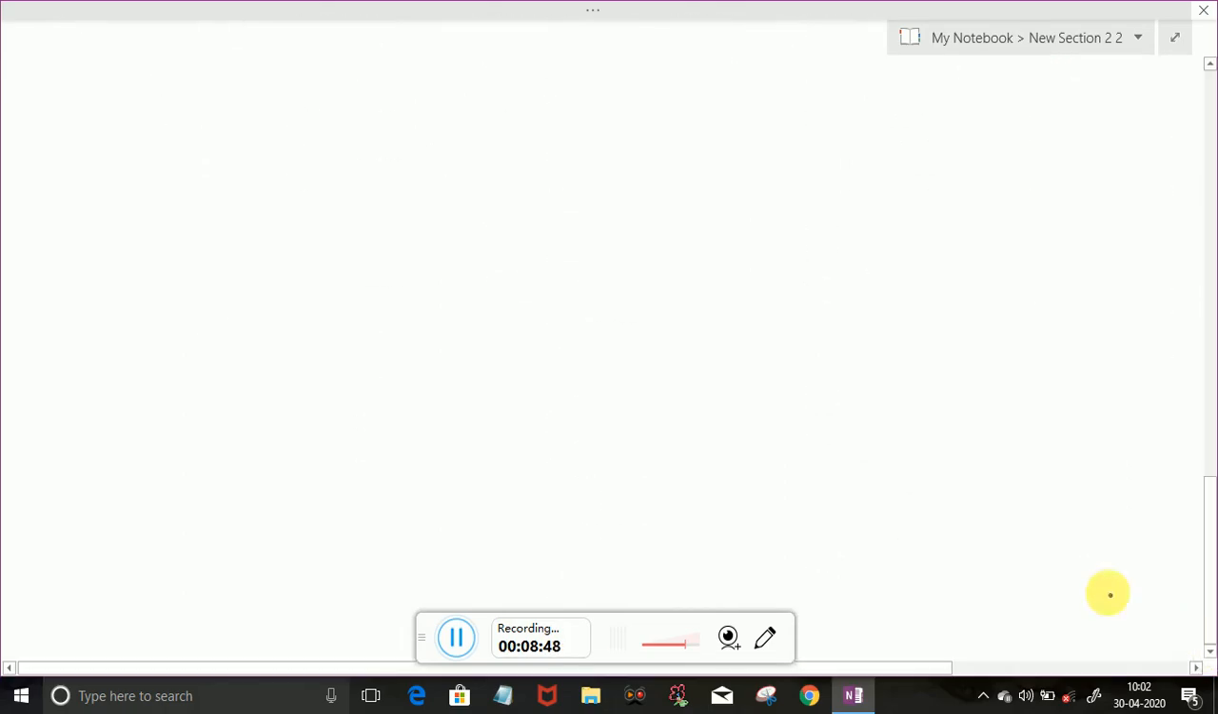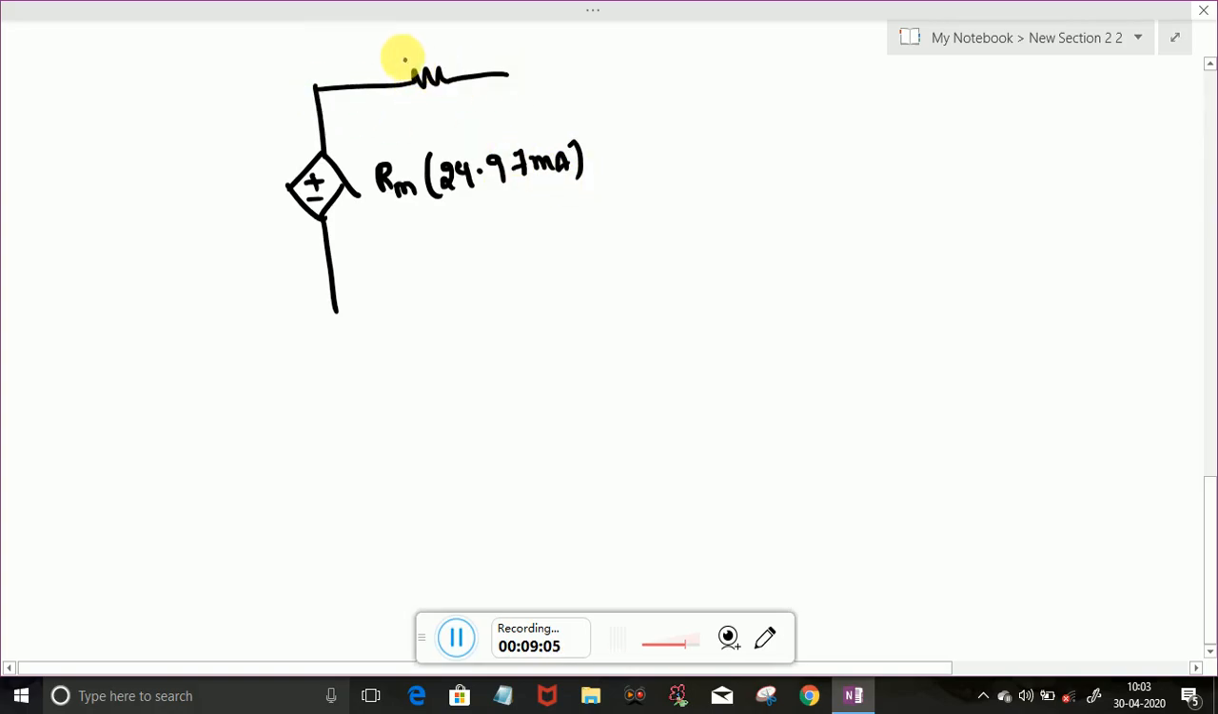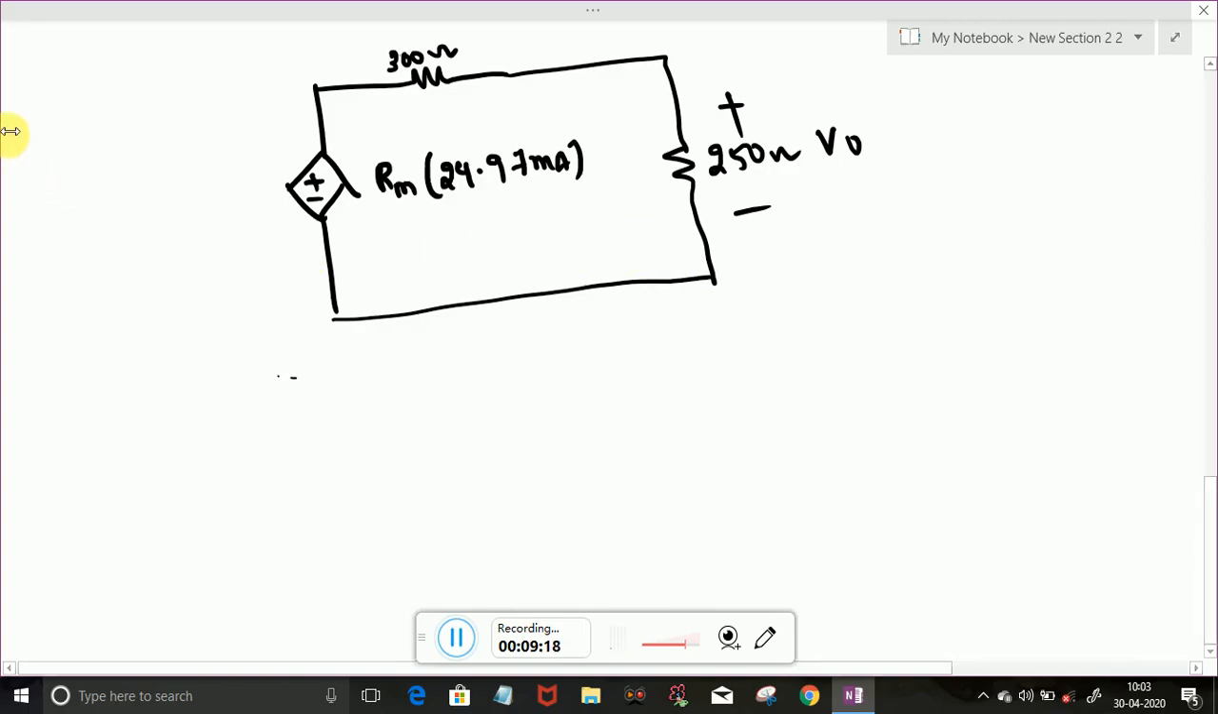Again you should draw only the output side part, that is enough. Initially Rm into II will not vary, so 24.97 milliamperes, as we already got, and this resistance is R0, 300 ohms, and this load resistance is 250 ohms. Now your aim is to find V0 across this. So we got Rm as the initial value of Rm before increasing.